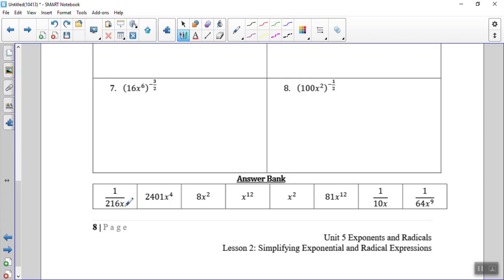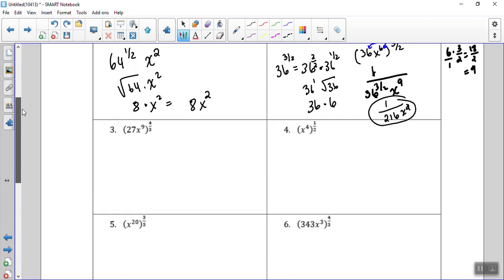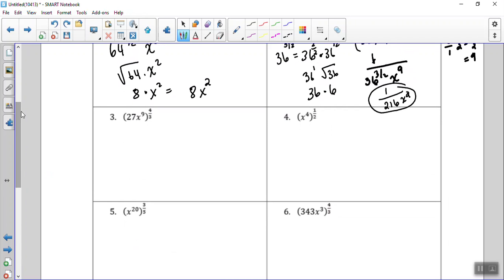Better be down here. Oh man, there's no 9 here. Well, it's supposed to be 9 here. Okay. What else? I think I'll stop here and let me know if you have any questions.